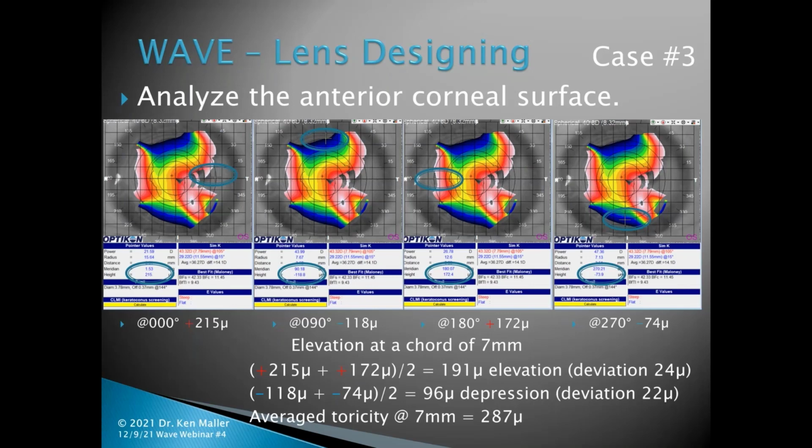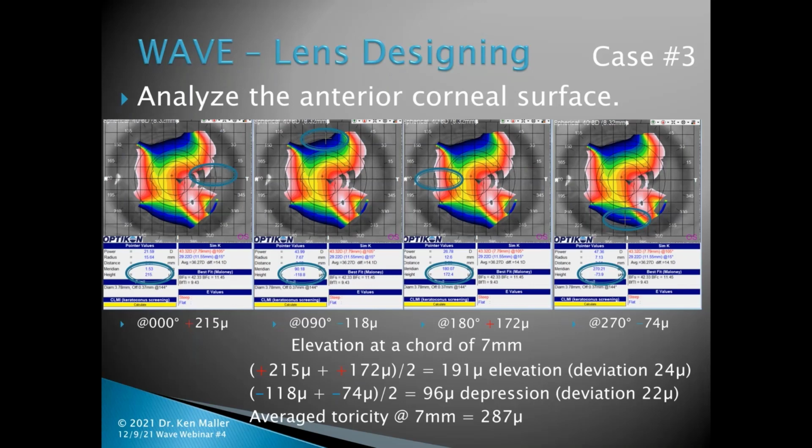When we take a look at the depressed areas at 90 and 270, we have an average depression of about 96 microns, and once again, the deviation is only about 22 microns. So I think that's a very, very almost normalized toric surface that we're dealing with here. Even though I had to average both sides, the high and low points of those averagings are very, very close to each other.